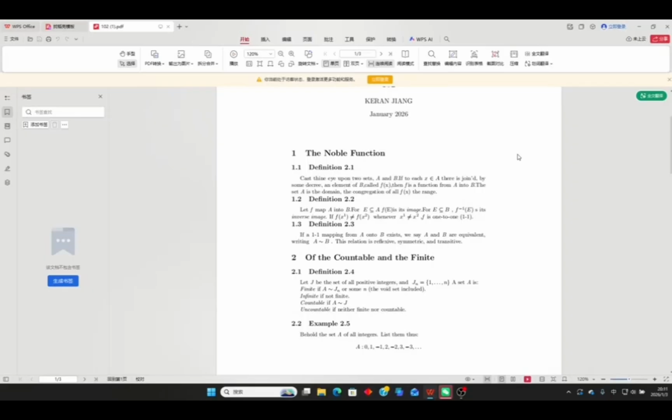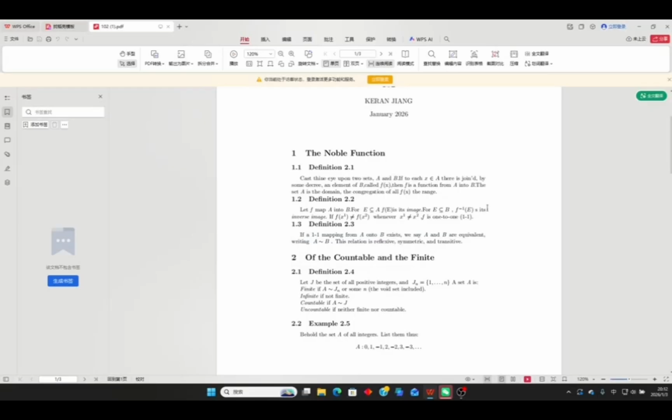Part 1, what is a function? A function is like a rule that connects two sets. If we have a set A and a set B, a function f takes an element from A and gives back an element from B. So we write this as f(x). A is called the domain, and all the values f(x) together are called the range. If every element in A goes to a different element in B, we call the function one-to-one. If a one-to-one function also covers all of B, we say A and B are equivalent or have the same size. We write this as A ~ B.